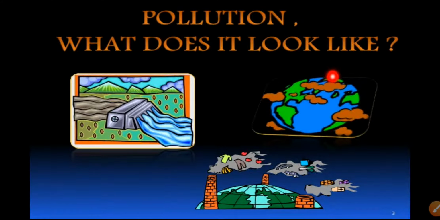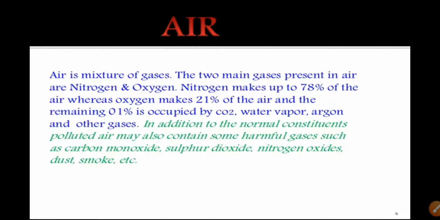Pollution, so what does it look like? Here you can see some pictures of pollution. Now here you can see air is a mixture of gases. You learned in the previous class also that oxygen, nitrogen, water vapor and other gases are present in the air. The percentage of nitrogen gas is 78 in the atmospheric air, where 21% oxygen is present. And 1% of the air is occupied by carbon dioxide, then water vapor, argon and other gases are also present there.